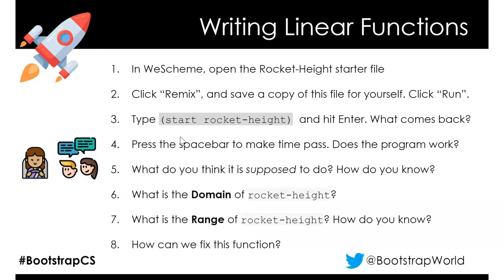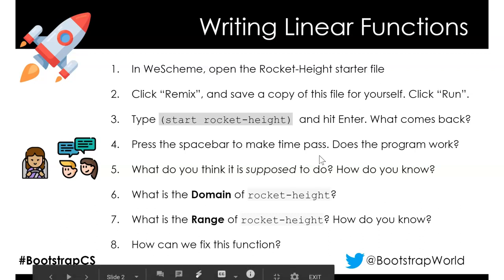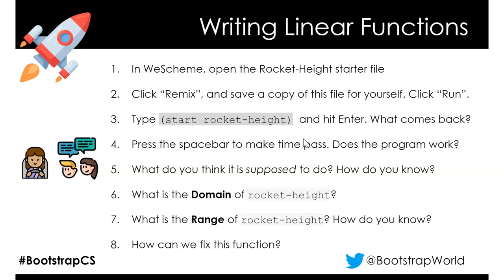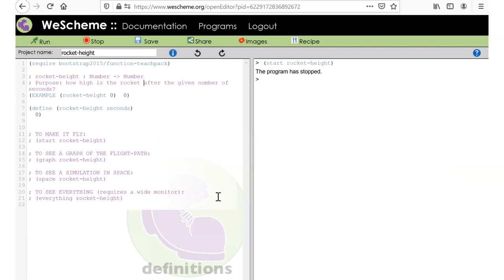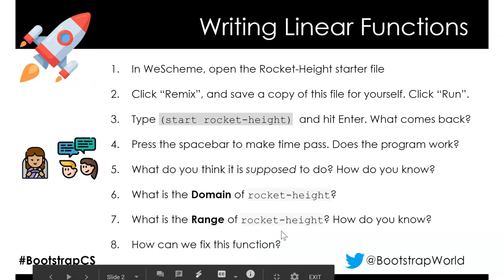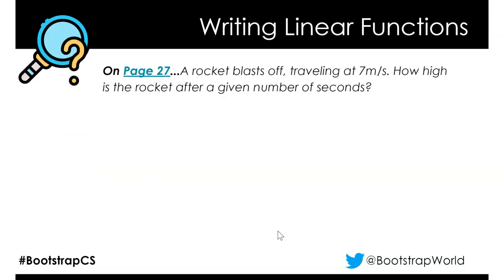All right, let's go back. And we talked about what we thought it was supposed to do. We saw that thing called a purpose statement, which told us what it was supposed to do. The domain we saw of rocket height was the number of seconds, so it was a number. So the domain is a number, data type of number. The range, what is rocket height supposed to give us back? Let's look at the purpose statement again. How high? Well, the height, based on the name of the function, how high the rocket is, is also going to be a number. I guess we don't know if it's in feet or inches or pixels or what, but it's some kind of number. So the range is also a number. And we talked about how we might fix it by doing something other than 0.